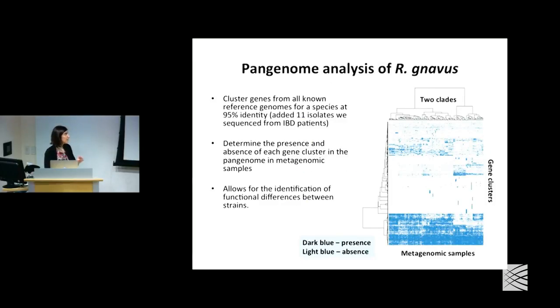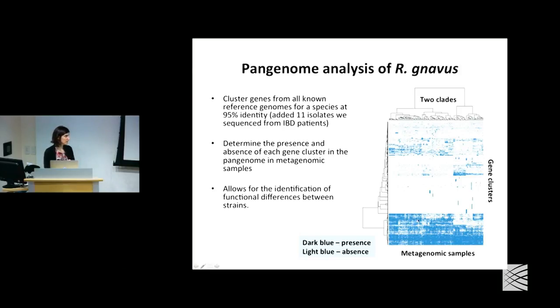So we wanted to dig deeper on R. navis. We looked at all of the published genomes that were present. There were not that many of them. So we isolated more navis from stool samples from people that have IBD. We sequenced those genomes, and we could determine all of the gene clusters from all of those genomes. That's called the pan genome. And then we could map our samples to those genes.